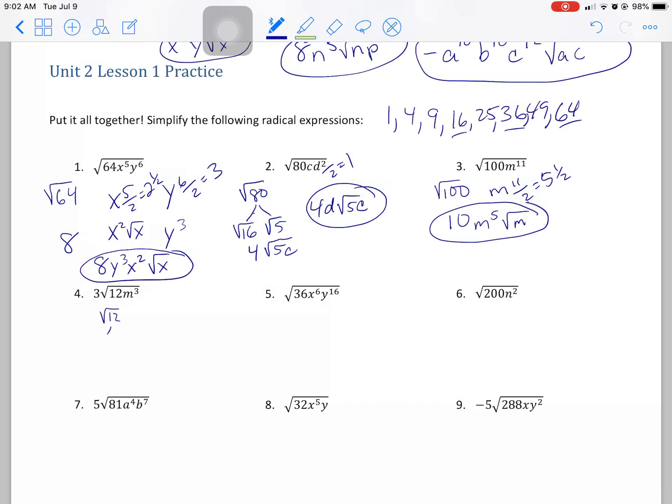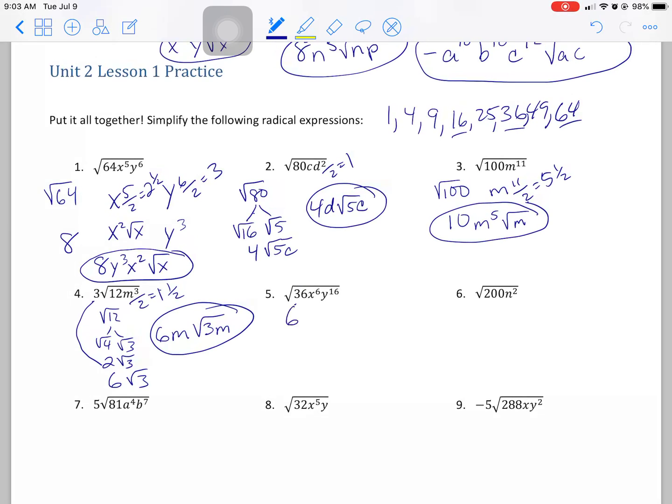Square root of 12 is 4 and 3, which is 2 and 3. Don't forget this 3 is out here. So we have that so far. And then the m's, 1 comes out and 1 stays in. So my final answer is 6m, square root of 3m. Okay, that's the order. Any numerical coefficients go first, whether they're under the radical or outside of the radical, whether they're in or out. Okay, and then the variables.